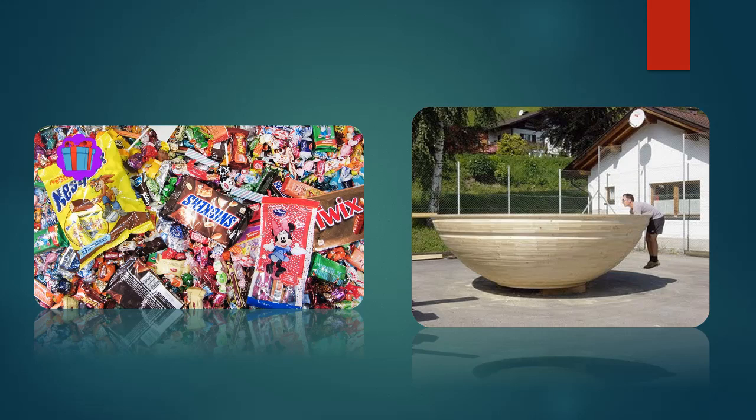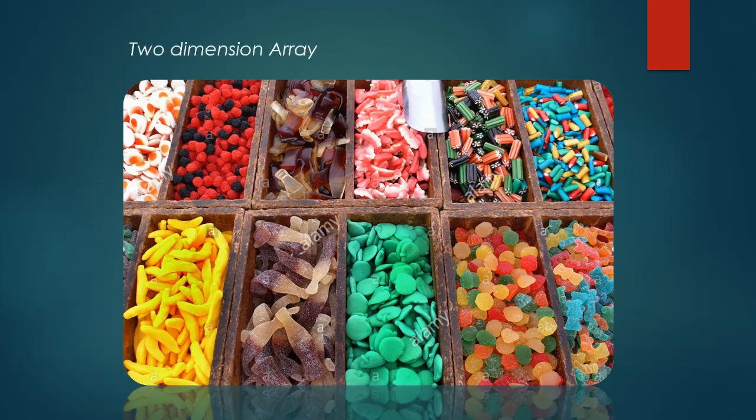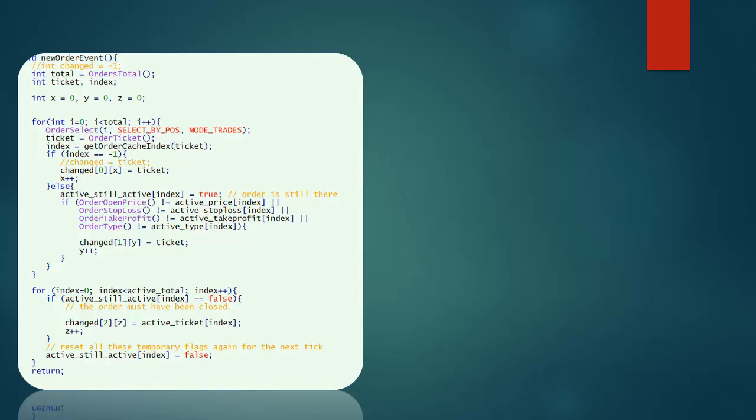We can imagine this big board as a one-dimension array, but the one-dimension array also has a flaw: we cannot determine what kind of candy is what. So we need a more complex loader, which is a two-dimension array. This array is not only a tool to load all my tickets, it can also separate the tickets into different blocks. So let's see how it works in my code.